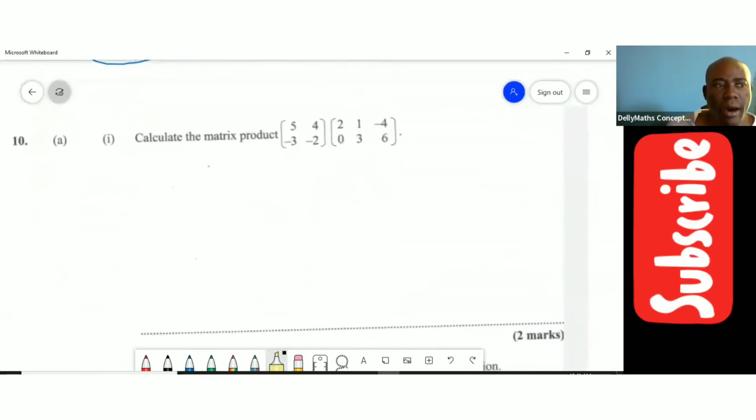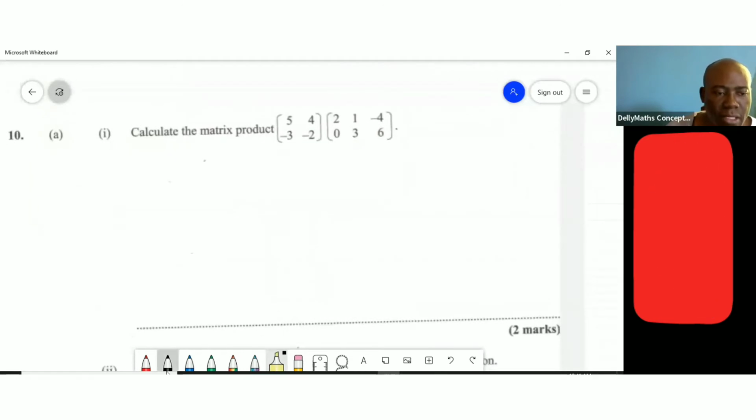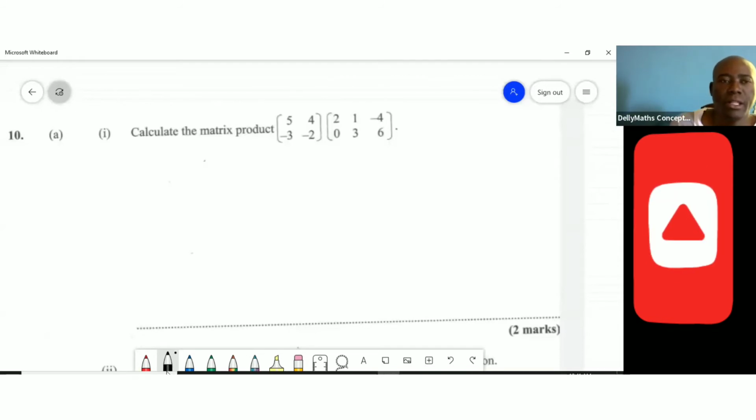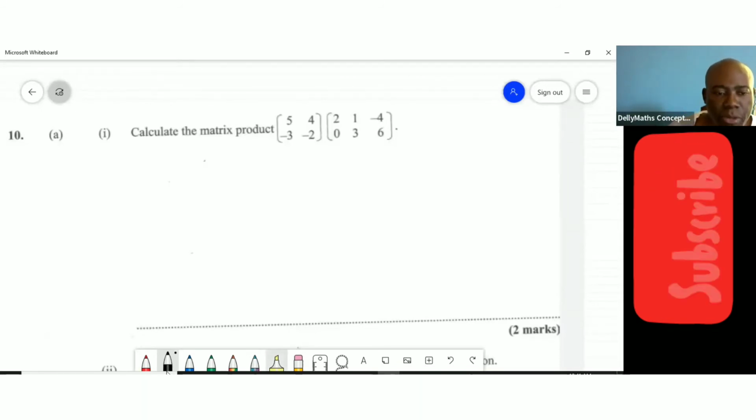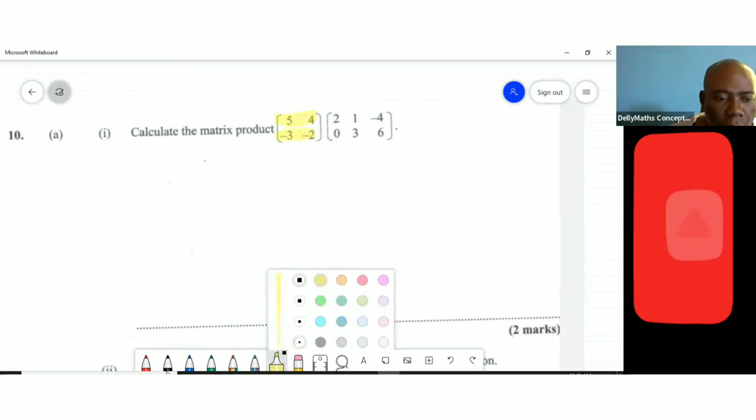All right. There is another question here that we're looking at at the same time. So we're multiplying here. Remember the multiplication principle, row by column. So that's my row. That's another row. And then I'm going to pick up my columns.